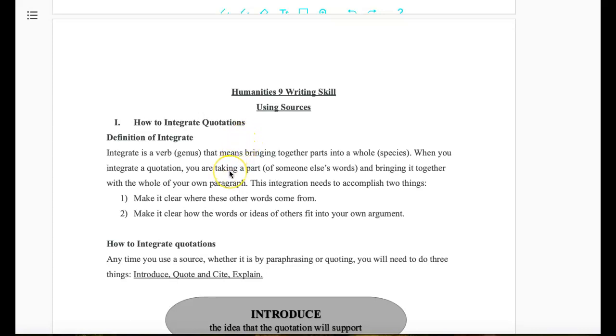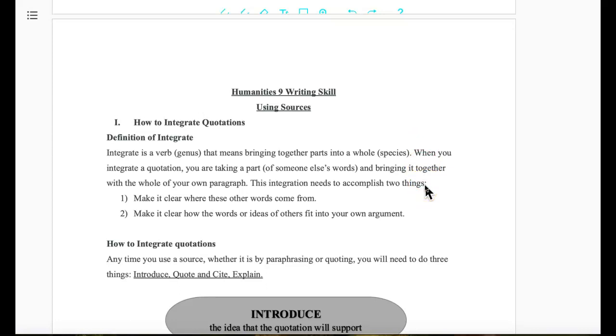So first of all, let's talk about the definition of integrate. Integrate is a verb, that's the group to which it belongs. That means bringing together parts into a whole. That's the specific difference from the other verbs. Notice my fun little formal definition there. When you integrate a quotation, you are taking a part of someone else's words and bringing it together with the whole of your own paragraph.